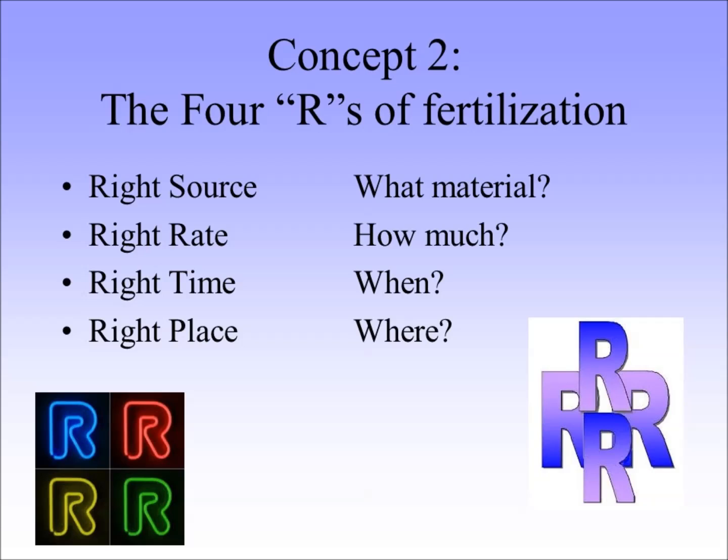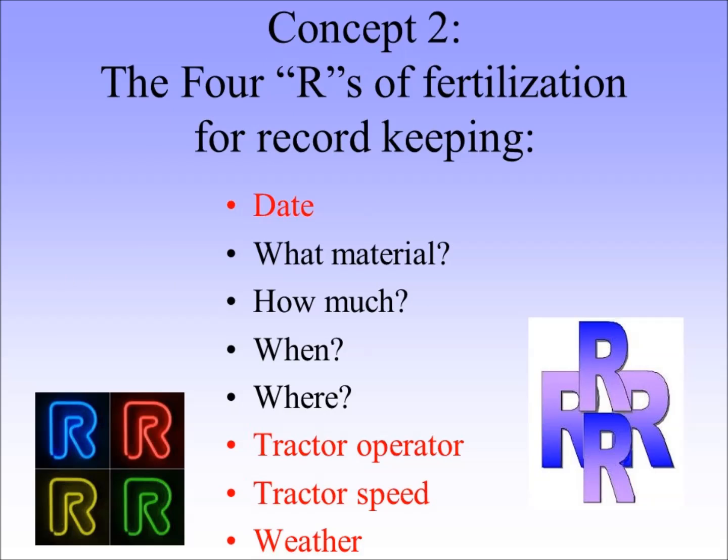So concept number 2, the 4 R's. Right source, right time, right place, right rate. These are the four questions we always have to answer when we try to implement a recommendation: what, how much, when, and where. Pretty simple. So when it comes to record keeping, encourage your growers to record the date, the material they use, how much, when, where, and also who operated the tractor, what was the tractor speed, what was the setting, and what was the weather on that day.